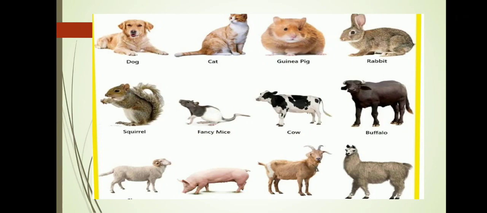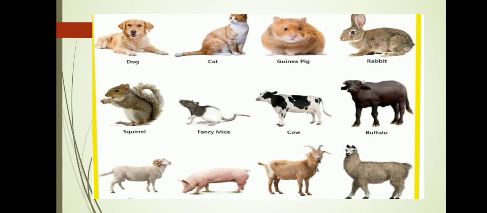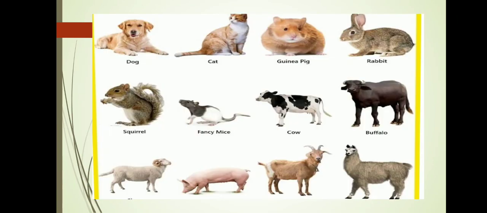Now, what are these two different groups of animals? Let's look at the pictures once again. The first picture has the dog, cat, guinea pig, and the second picture has the raccoon, the hyena, and the panda. If you say the first picture is domesticated animals, and the second picture is wild animals, then you are very correct. Now, what are domesticated animals?